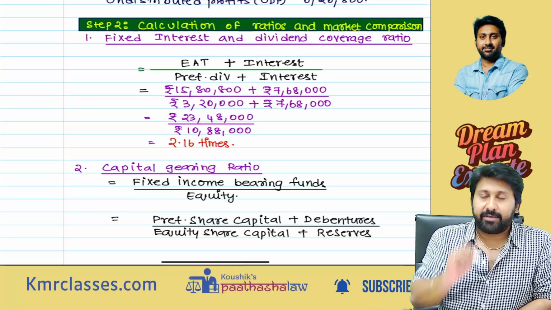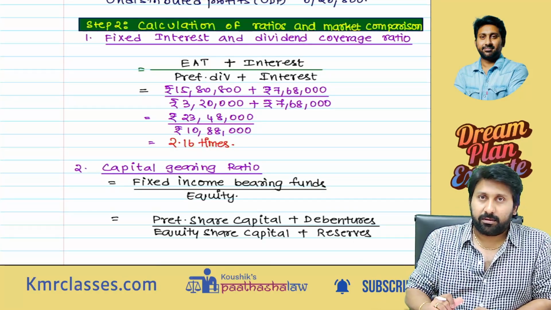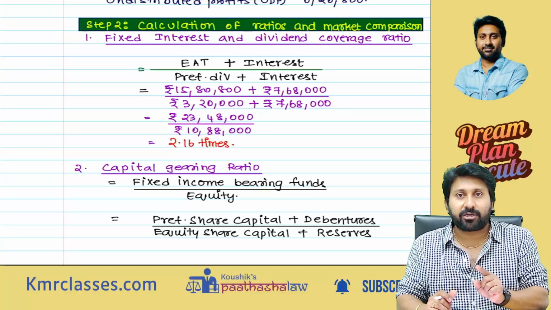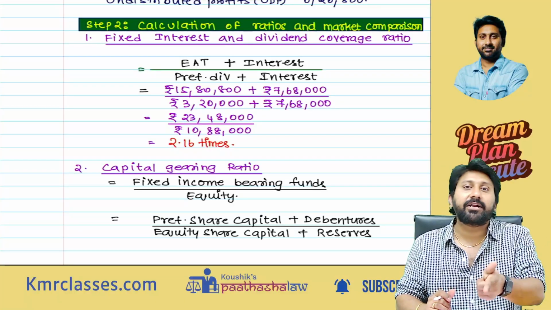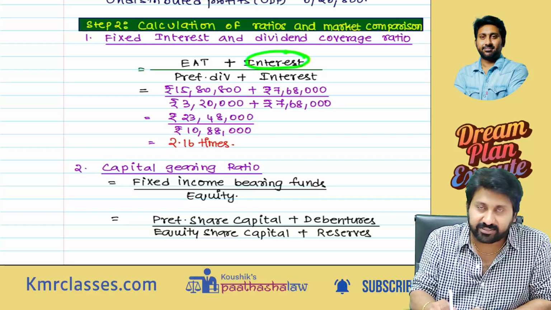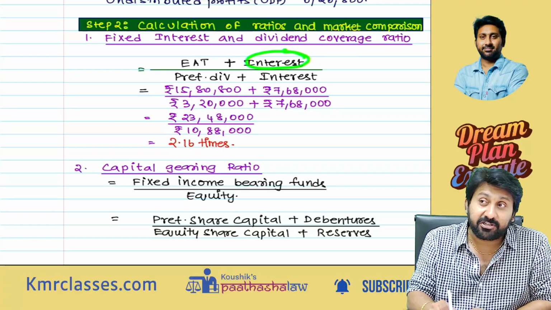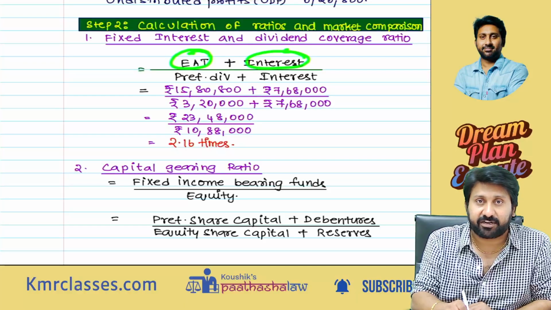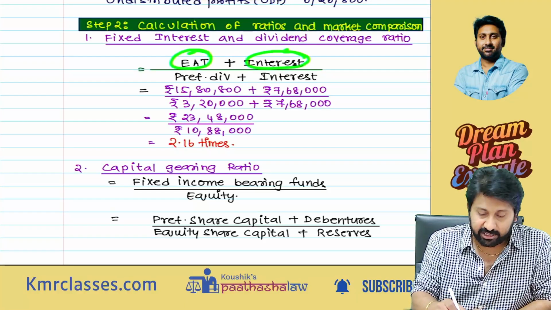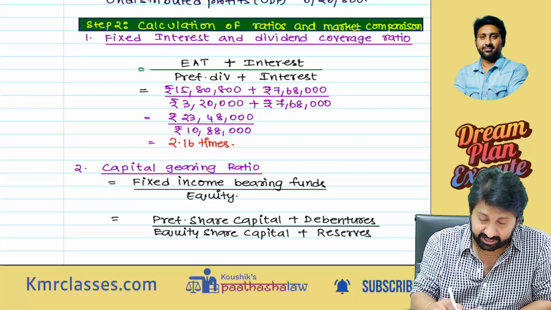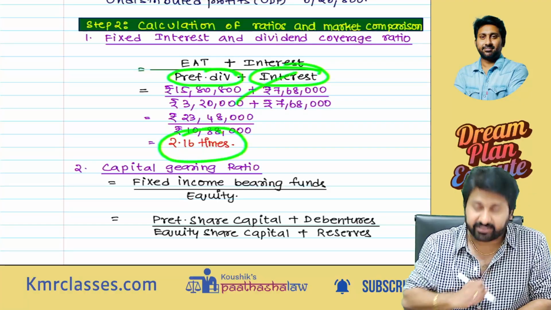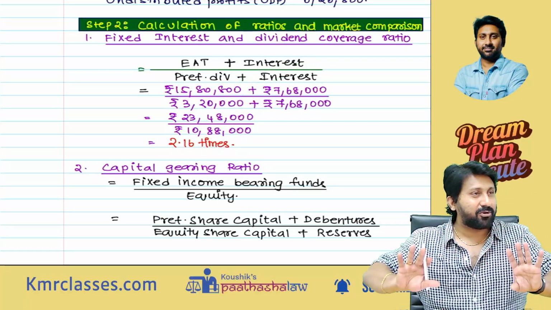See, EBIT belongs to whom? Debenture holders? No. Debenture holders won't take the entire EBIT, they will take only the interest part. Therefore, for debenture holders, interest. Preference shareholders will take preference dividend out of what? Out of earnings after tax. So, earnings after tax plus interest divided by preference dividend plus interest. This is the answer.